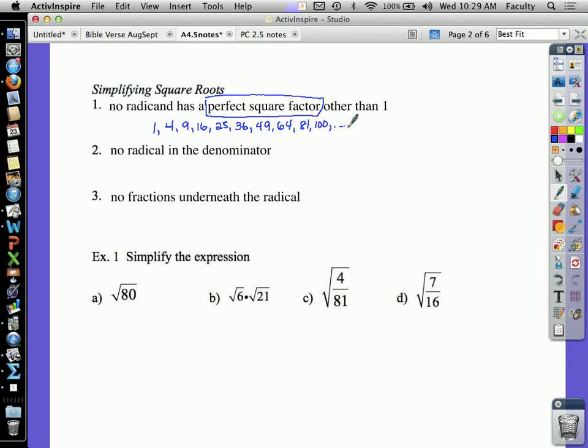So in example 1, it says simplify the expression. And I'm going to show you 2 methods, okay? If I have the square root of 80, I know that that is, and I'm going to use my product property here, the square root of 16 times the square root of 5. So that's 4 square root 5. That's one way to do it. If you have really good number sense, this might be your best route, and it's fast. The other route is this.